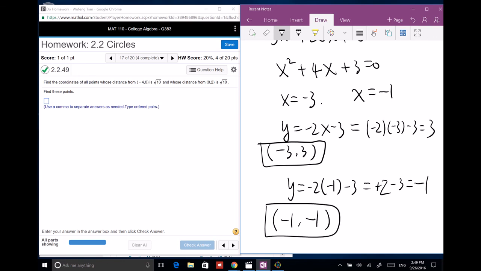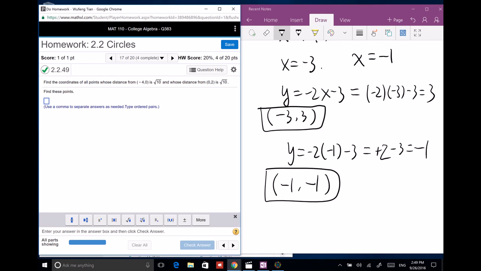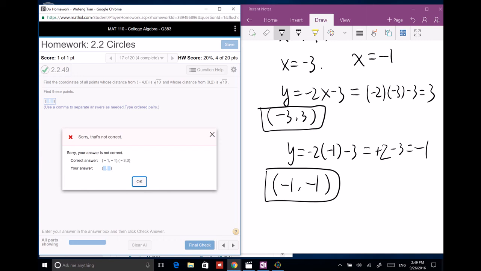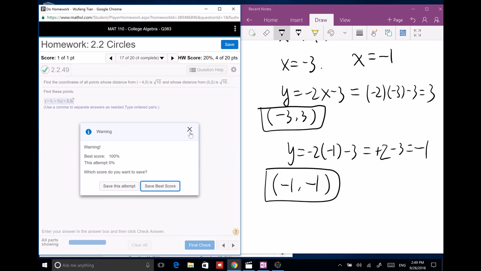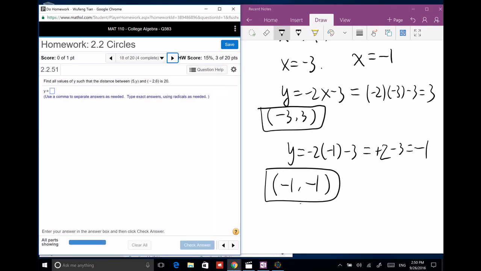Okay. Now type it in. I need it twice. Basically, I don't want to take too much time. Just check the answer, and it will give you the right answer finally. Okay. Look, it's negative 1, negative 1 and negative 3, positive 3. So we're doing right. Okay. Next one.